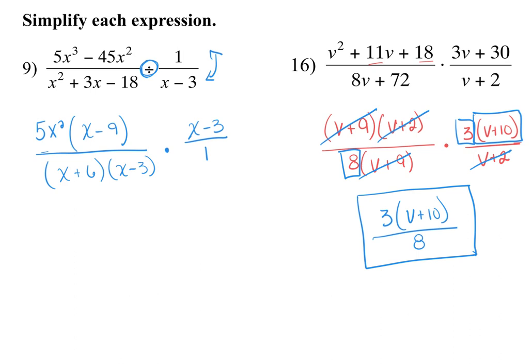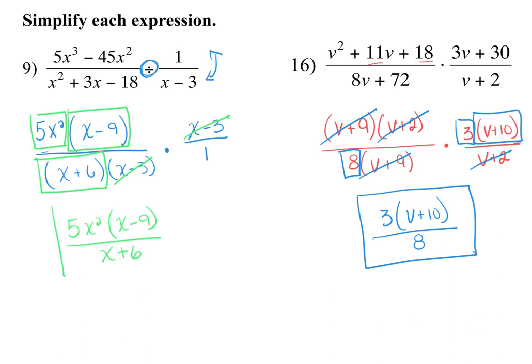And then I am going to see if I can cancel anything. So I'm going to look at the 5x squared. It does not cancel with anything. I'm going to look at the x minus 9. It does not cancel with anything. X plus 6 does not cancel with anything. But my x minus 3's will cancel. And so my final answer is going to be 5x squared, x minus 9, with x plus 6 in the denominator. Nothing can reduce here. I am finished.